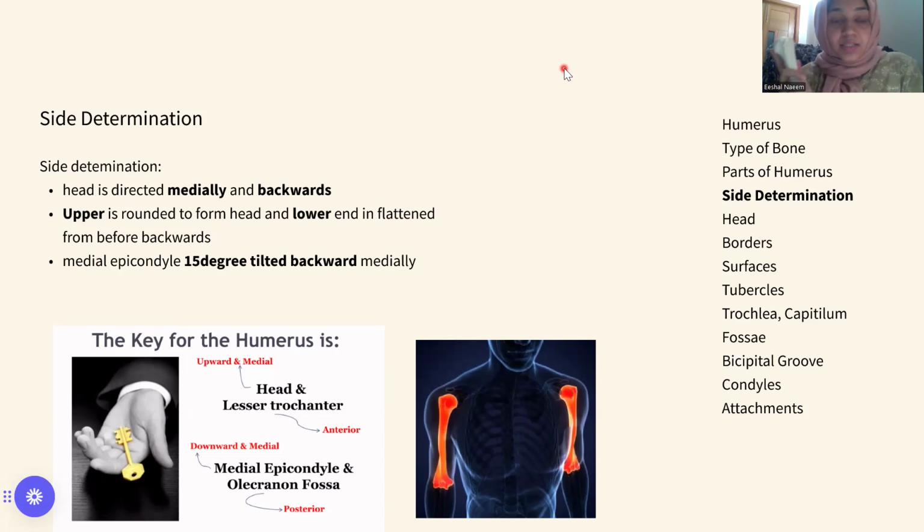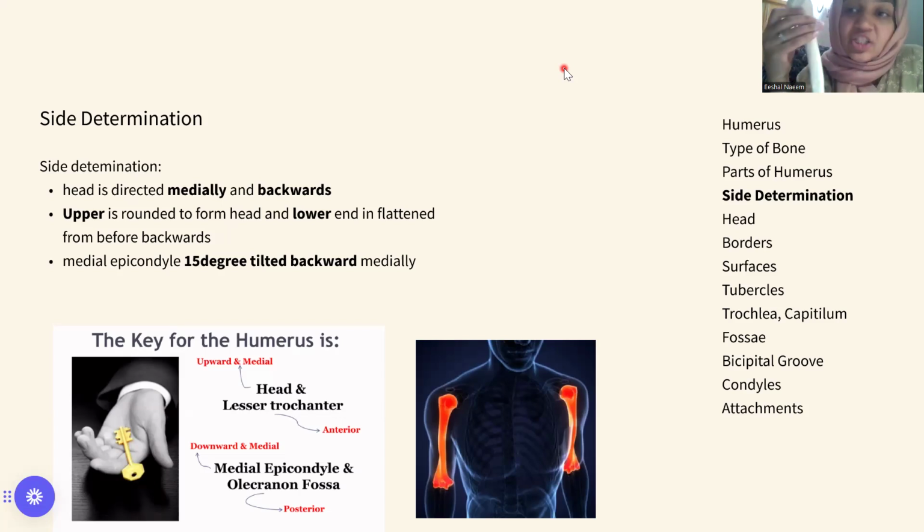Another thing I can see is, how do I know this is the medial side or the lateral side? We'll see the medial epicondyle. Where's the medial epicondyle on this bone? It's here. So I know this is the medial side, right? So I know the head is upward and medial. I know that the medial epicondyle is obviously by its name medial. The olecranon fossa is present posteriorly.